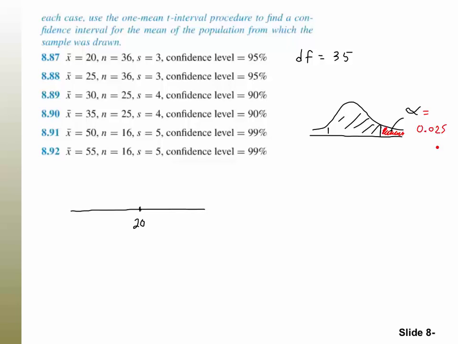In the very middle column of your table is t of 0.025. But then you need to go down that column and find the t-score for 35 degrees of freedom. 2.030. So our t of 0.025 for 35 degrees of freedom is 2.03. Okay, what about our sampling distribution?